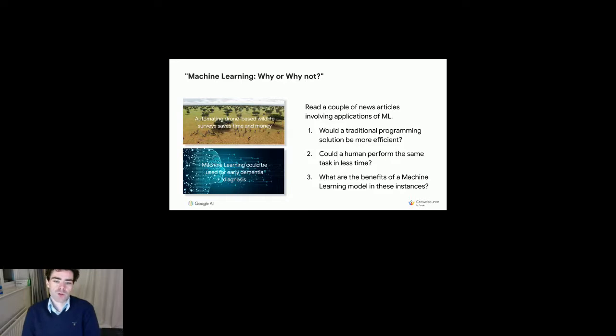Would a traditional programming solution be more efficient? That's kind of asking the same thing. All else equal, you would probably prefer a machine learning program, because you can kind of step back. It's automated. So traditional programming is usually quite labor intensive.